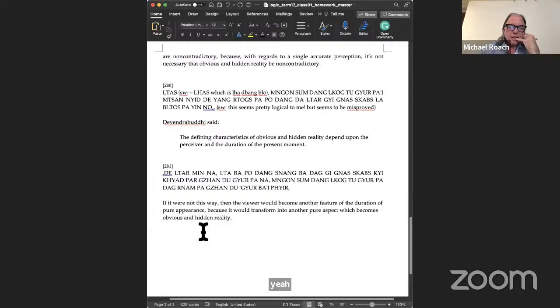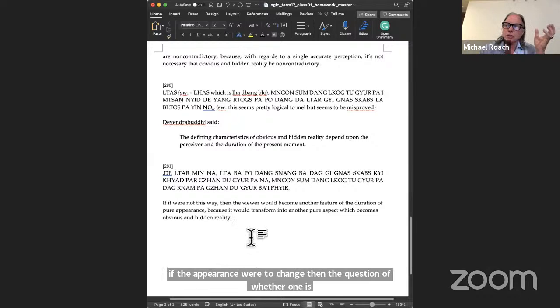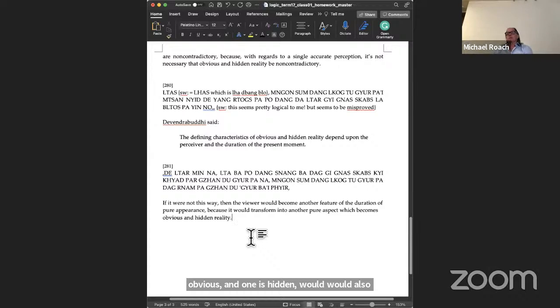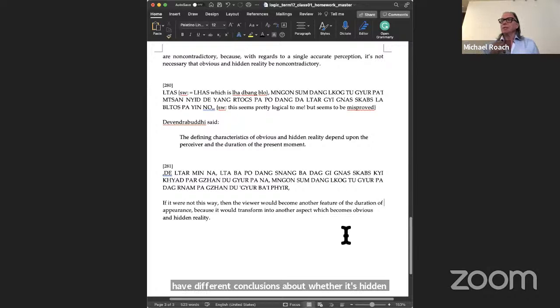Yeah, good. If the viewer were to change, and if the appearance were to change, then the question of whether one is obvious and one is hidden would also change. If you change viewers from a person with eyes to a blind person, or if you change the thing that's appearing from red color to blue color, then we might have different conclusions about whether it's hidden or obvious. Okay, that's all.